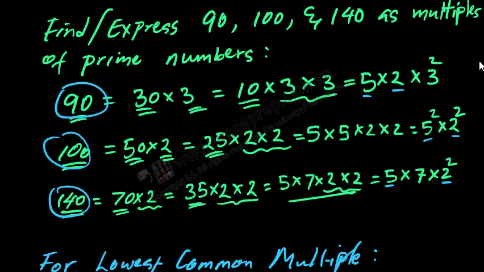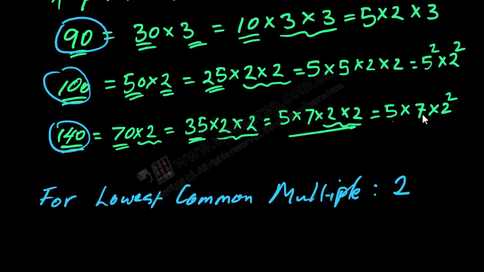Now, definitely 2 is lower than 5, so if anything, 2 would be the lowest common multiple. But there's one more thing we need to take into account, and that is we have 2 and we have 2 squared. Our lowest common multiple will only be the lowest of these values, which is, in this case, just the 2. So our lowest common multiple is 2, and that's how we find the lowest common multiple.